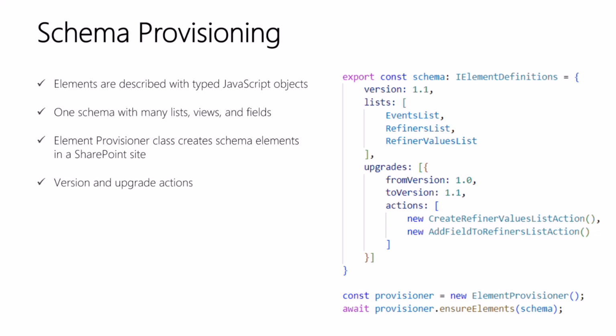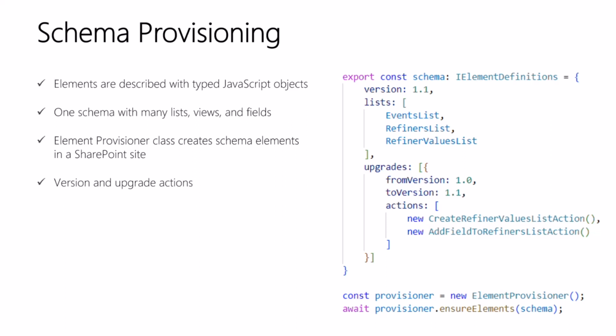This interface expects you to specify the version of the schema, which is used when performing app upgrades. It also references each of the lists that are in your schema, and those lists then reference your views and fields. After defining your schema object elsewhere in your code, you'll want to instantiate the ElementProvisioner class and call the ensureElements method, passing in your schema object.